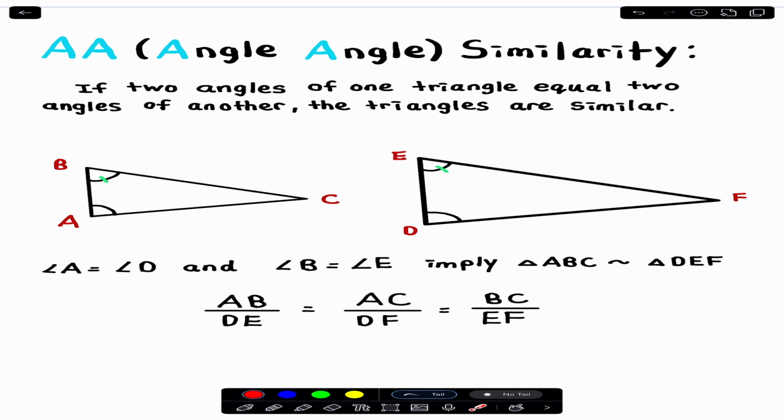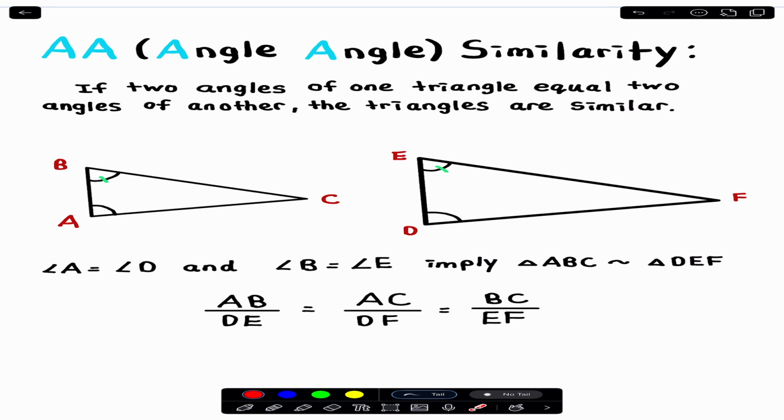We don't really need to say specifically that the third angle is the same because that's already implied. Because they're both triangles, they're going to add up to 180 degrees. So if we find two angles which are the same, then automatically the third angle is the same as well. It would be a little redundant to say angle, angle, angle similarity. Two is sufficient to prove similarity.